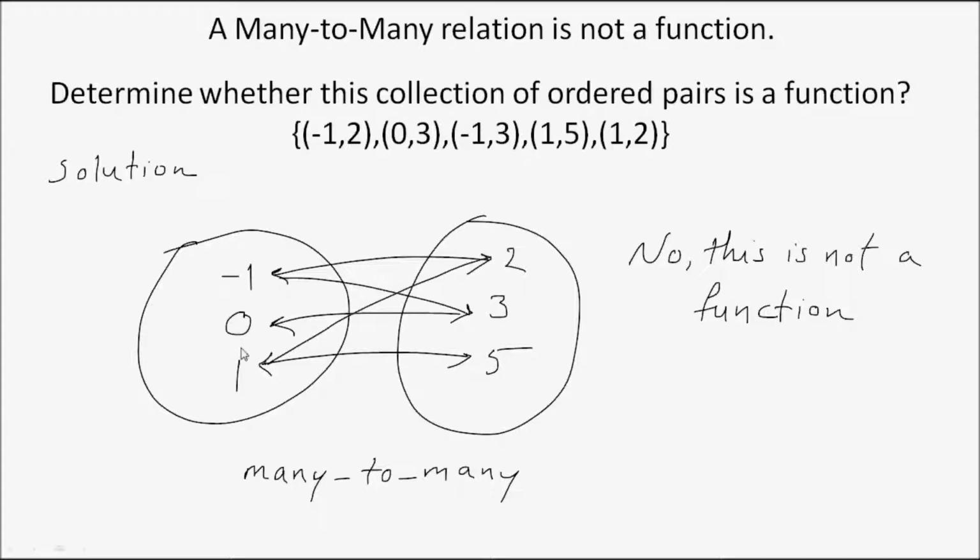Just -1, 0, and 1 in the domain, 2, 3, and 5 in the range. Again, for example, 3 has been repeated, but you're not going to repeat that in the range, in the association diagram. You connect using arrows, and then it becomes evident that this is a many-to-many relation. -1 from the domain is associated to 2 numbers in the range, and 2 in the range is associated to 2 numbers from the domain. This means it's a many-to-many relation. A many-to-many relation is not a function.